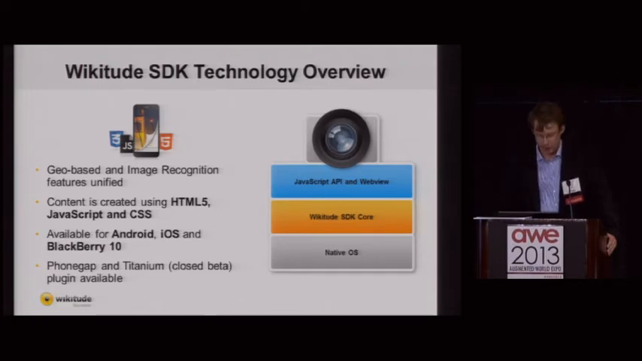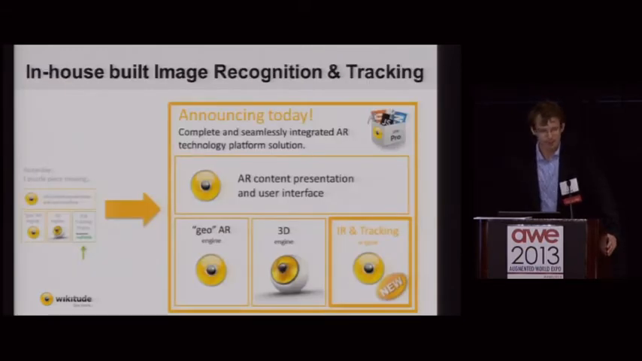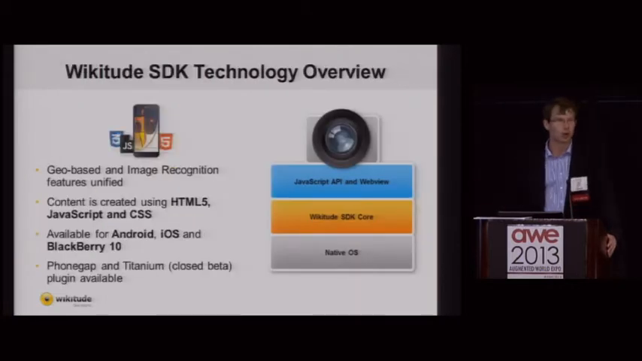The Wikitude SDK is available for Android, iOS, and BlackBerry 10. And as we are web-based, we're cross-platform. We also support a couple of plugins, mainly for PhoneGap and for Titanium or Appcelerator, which you can basically download from our webpage.